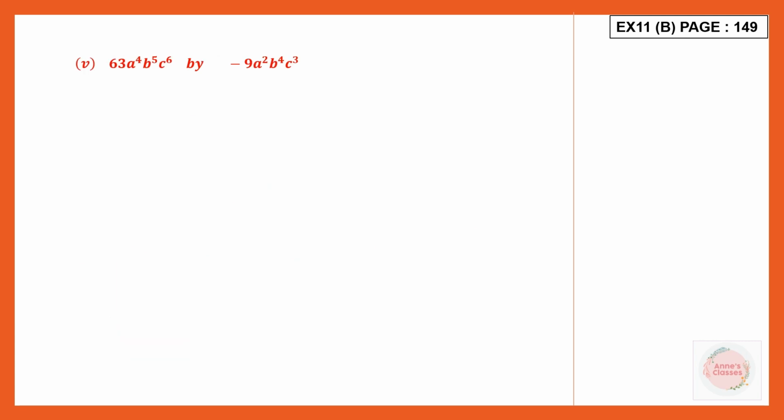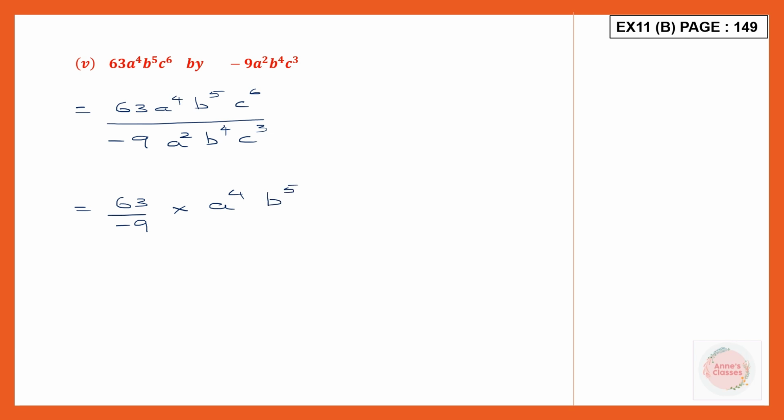Next one, let's write this down. So this will be 63 a to the power of 4, b to the power of 5, c to the power of 6 divided by minus 9 a square, b to the power of 4 and c to the power of 3. So now let's work this out. 63 by minus 9 into a to the power of 4, b to the power of 5, c to the power of 6 divided by a square, b to the power of 4 and c to the power of 3. So here now let's work on this. This is a plus sign. So when signs are different here, you'll have the minus sign.